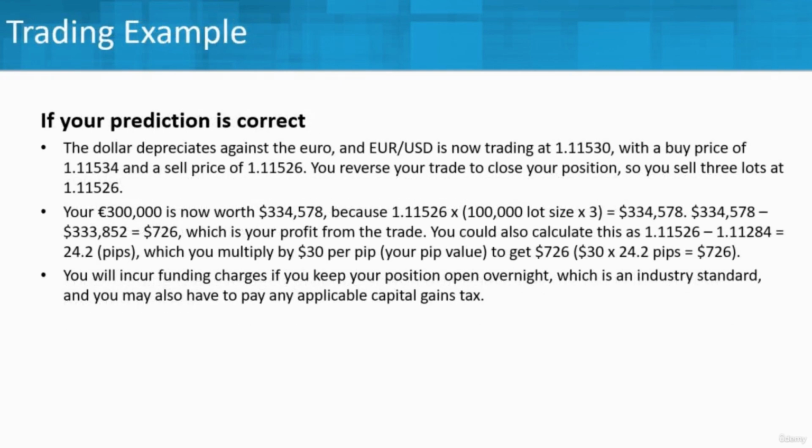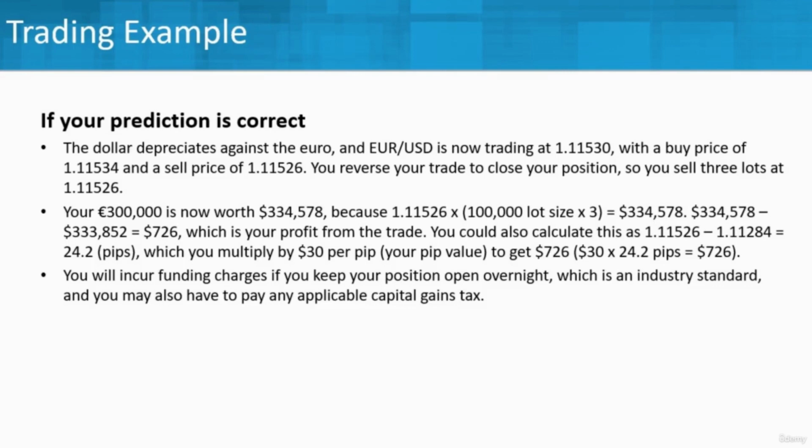We hope it goes up. So let's say our prediction is correct. Yay! And the euro appreciates against the dollar, and it's now trading at 1.11530 with a buy of this and a sell of that. So you would reverse your trade to close out the position. You'd sell the 3 lots at 1.11526, and my 300,000 euros is now worth $334,578, because we had 3 lots.